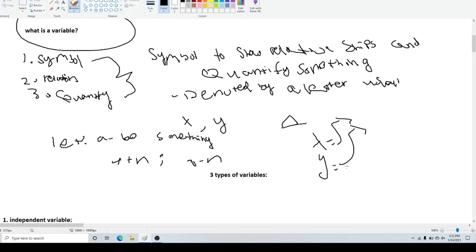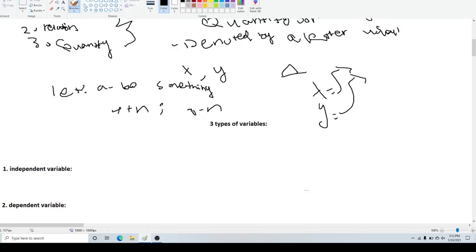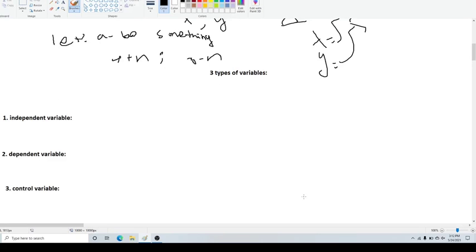Okay, so now we have 3 types of variables. There's 3 types, and they're all listed here. The independent variable, and this is, in my opinion, the most straightforward. It's the variable that stands by itself. You don't need to rely on anything. So think about it like this.